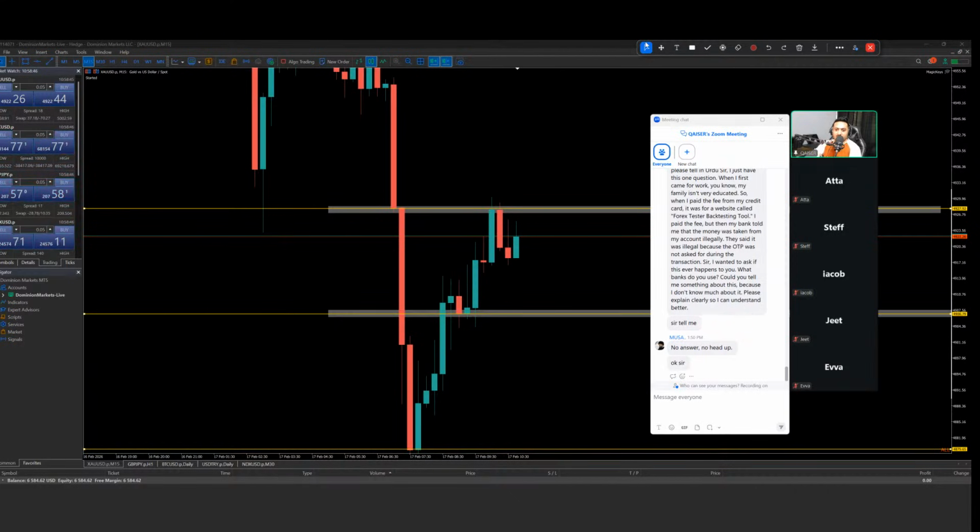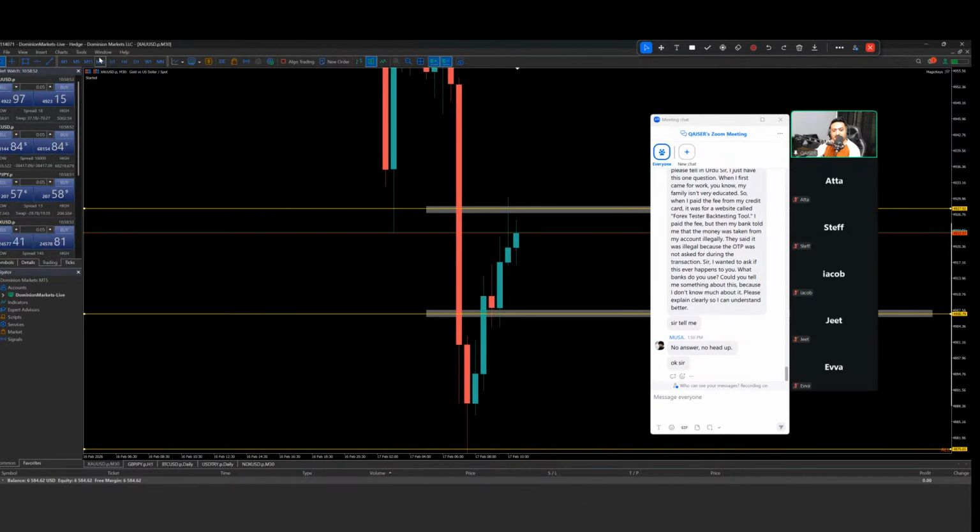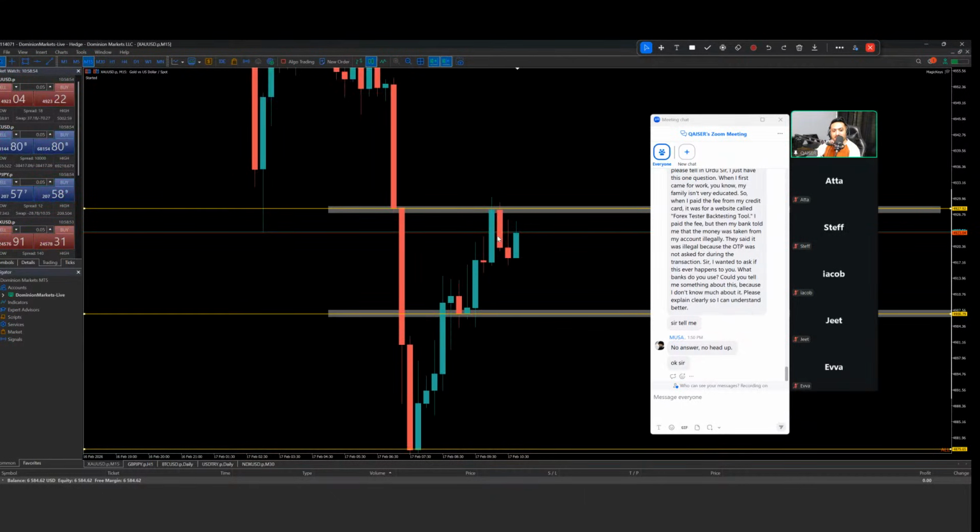Just 1 minute left now. Just one more minute, and anything could happen in the last minute. Believe me, anything could happen in the last minute. It could break and close above this resistance area. M15 just stopped. Yeah, it just dropped the volume.